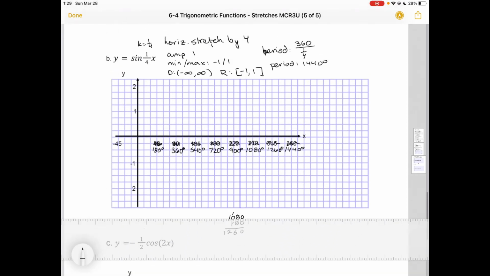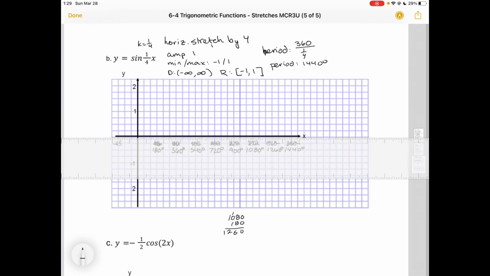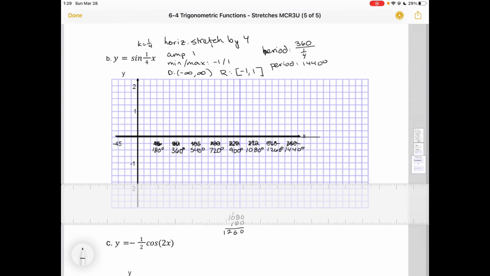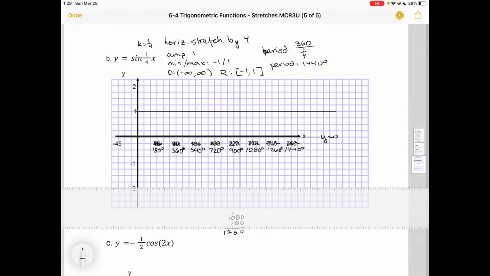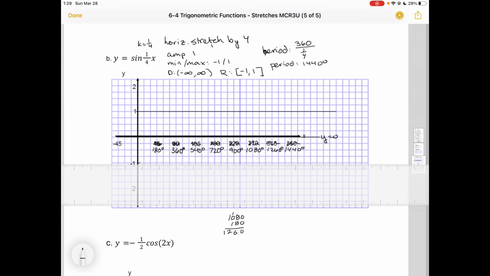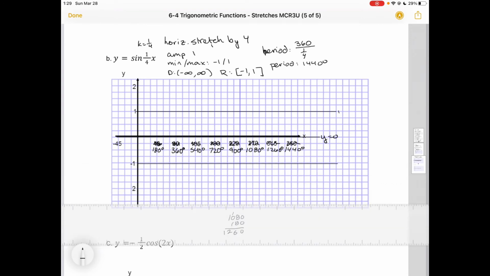Now I'm going to draw on the axis of the curve, and I don't have a vertical shift, so it just stays right at y equals 0. I'm going to draw on my maximum value right at y equals 1. That has not changed. And my minimum value is right here at -1. That has not changed. Next, I'm going to plot my starting point right here at 0, 0. And I'm going to plot my ending point after one period, so 1440, which is right here.